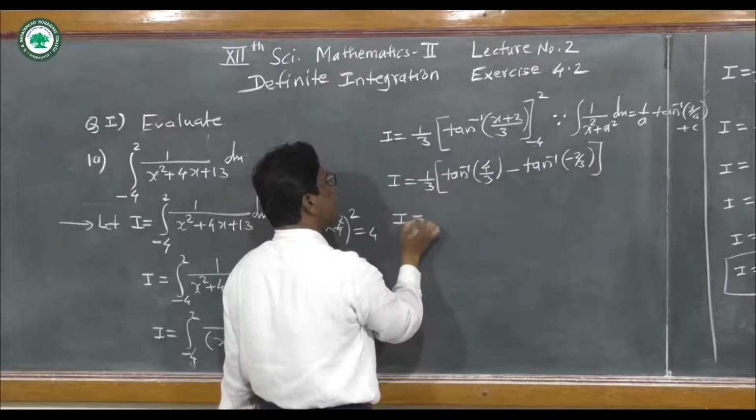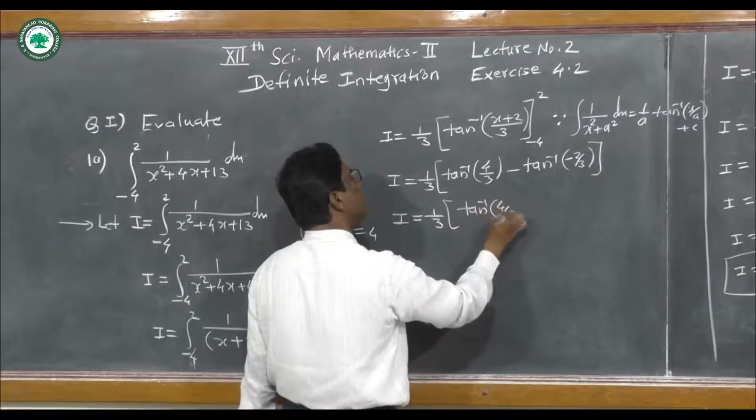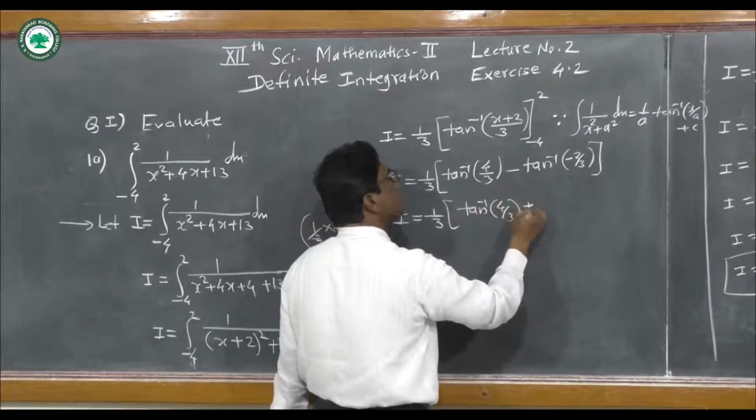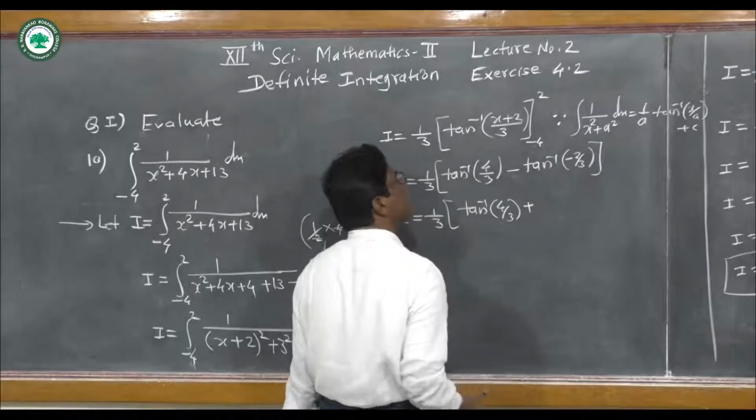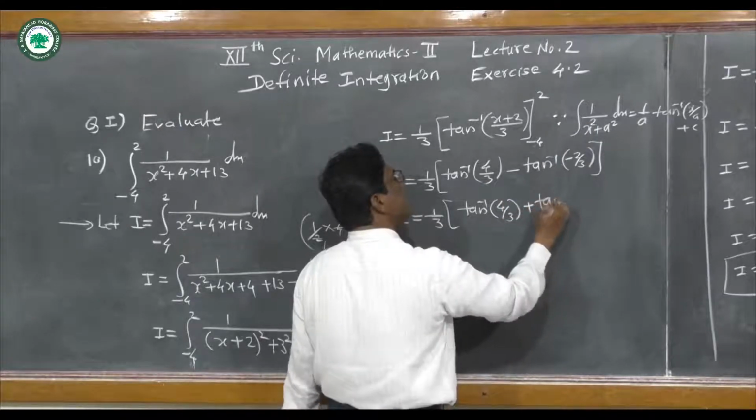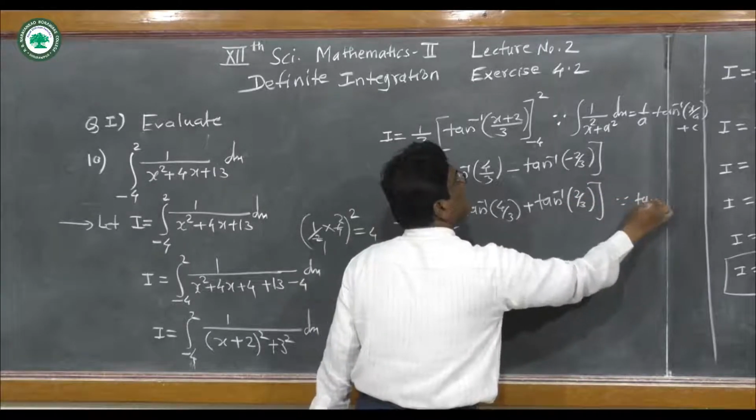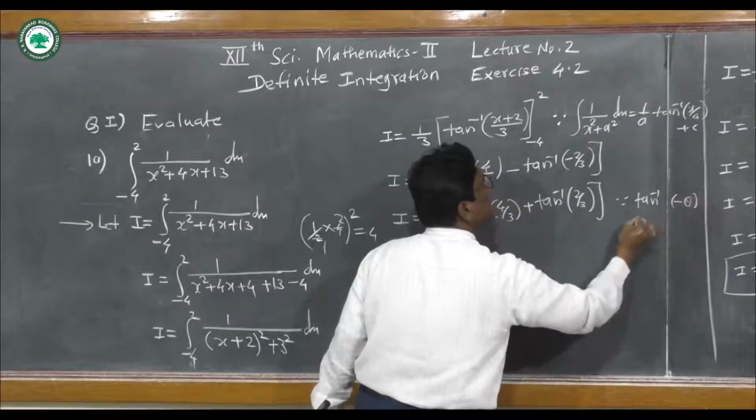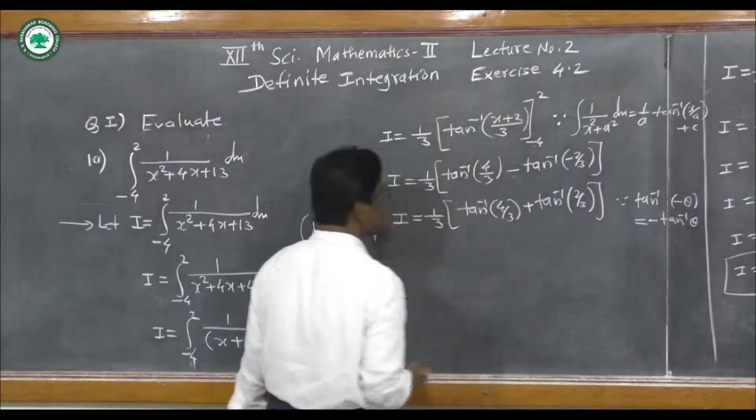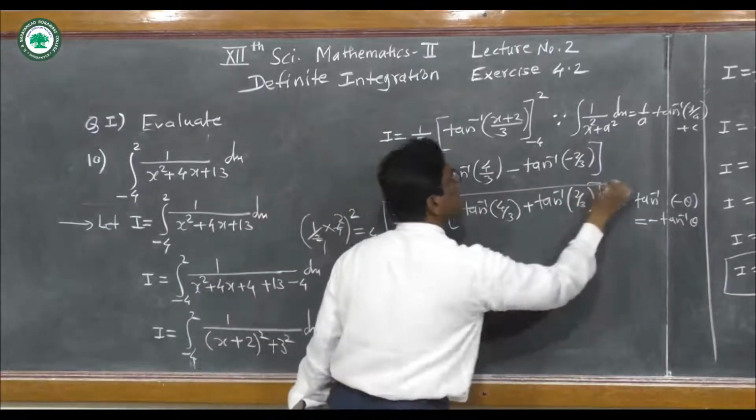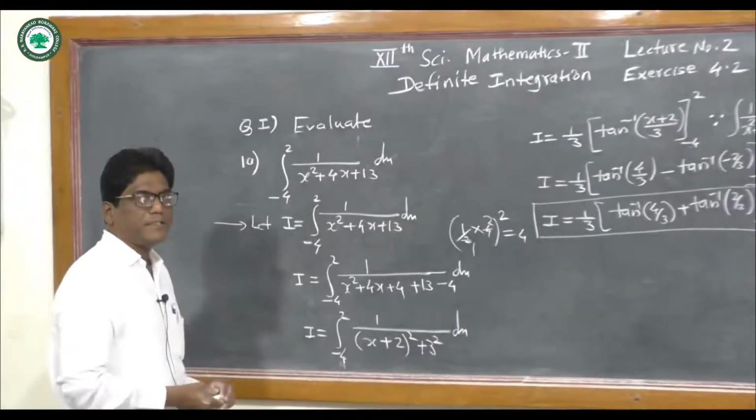And so we get I is equal to 1 upon 3 into tan inverse of 4 upon 3, and here we write minus tan inverse of minus 2 upon 3. Tan inverse of minus theta is minus tan inverse of theta, so minus minus becomes plus. So plus tan inverse of 2 upon 3. Here we use tan inverse of minus theta is equal to minus tan inverse of theta. And so this is the final solution. Highlight this solution and take the screenshot. So in this way we have completed the 10th problem.